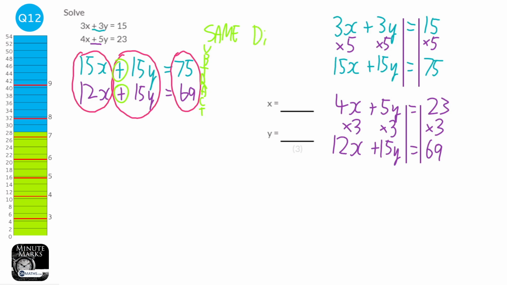If they are both different, we are going to add. So the S in same is the S in subtract, the D in different is the D in add. Well, you can see here that they are both the same, they're both pluses, so we're going to subtract.